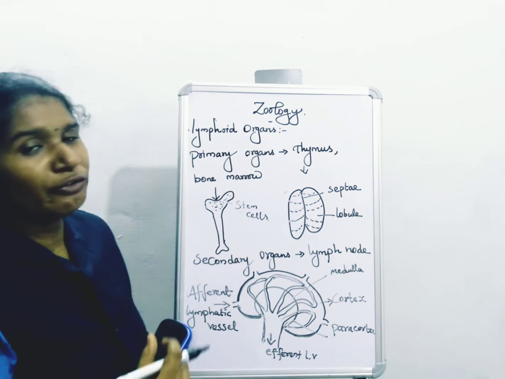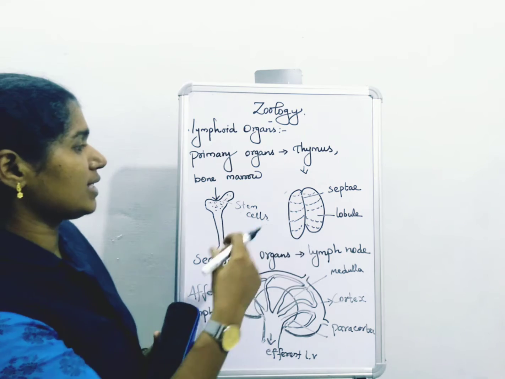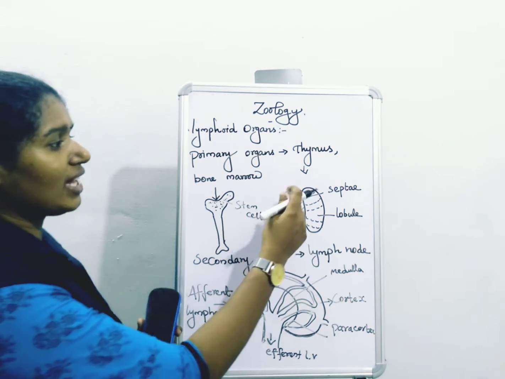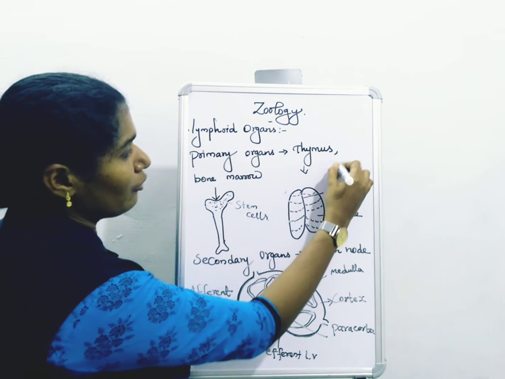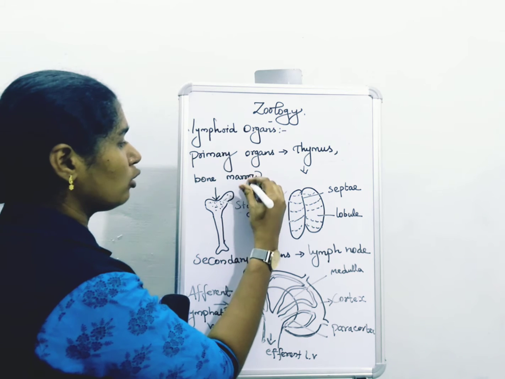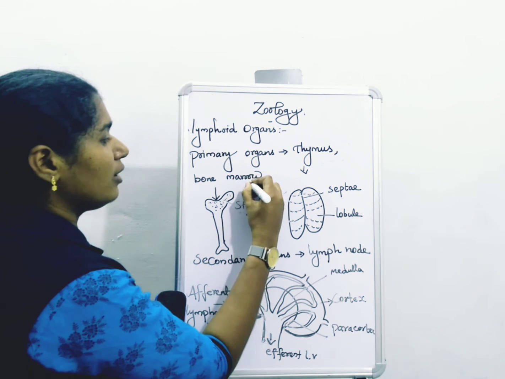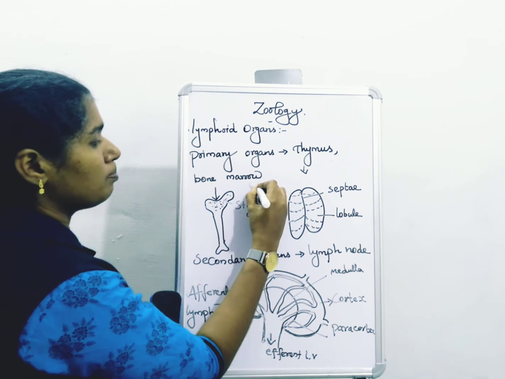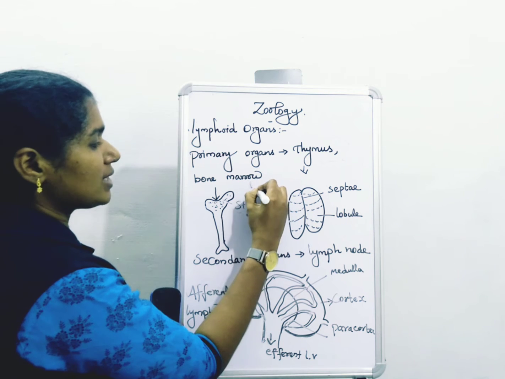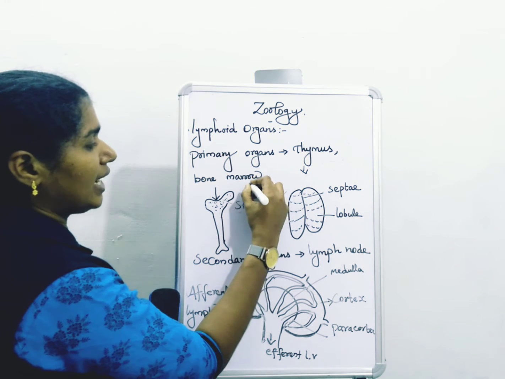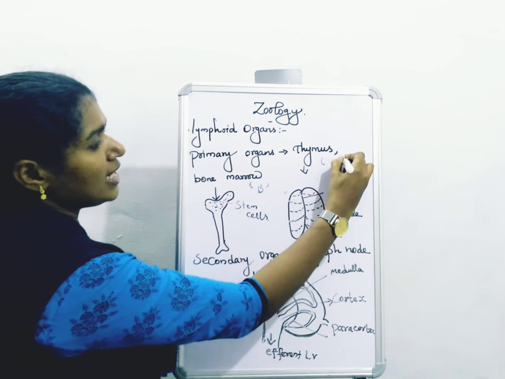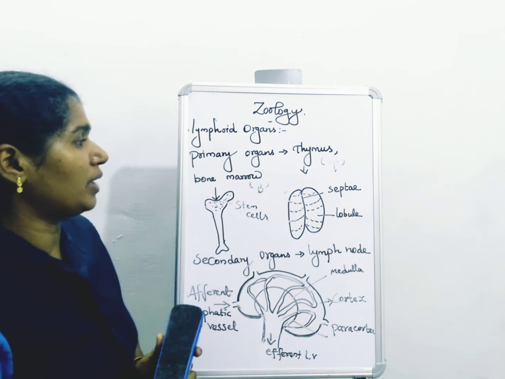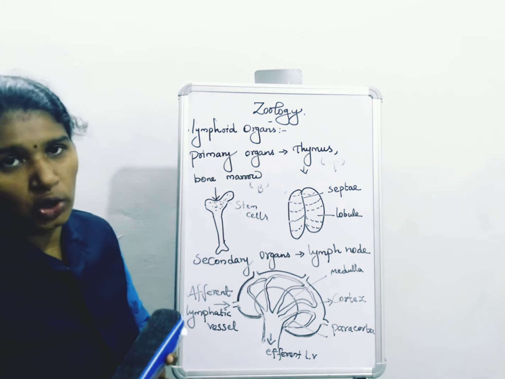So the primary lymphoid organs are the thymus and the bone marrow. The thymus gland produces T lymphocytes and the bone marrow produces B lymphocytes. These are the primary lymphoid organs.